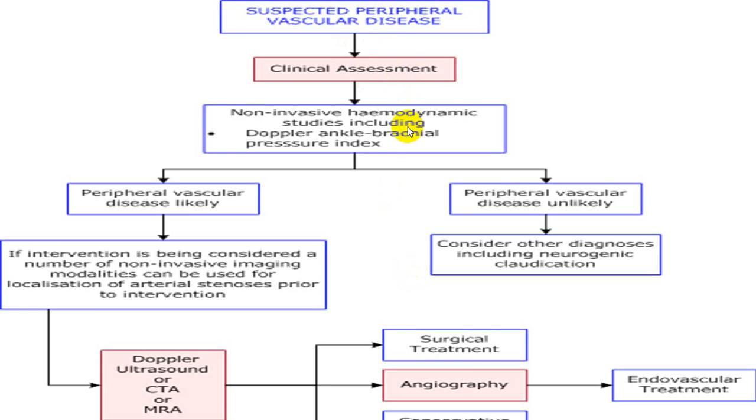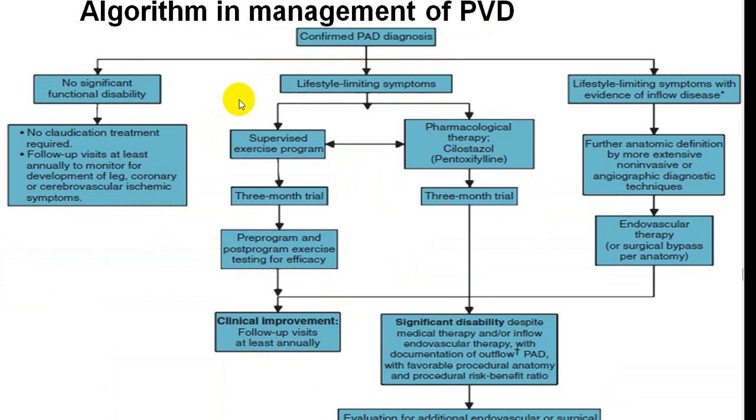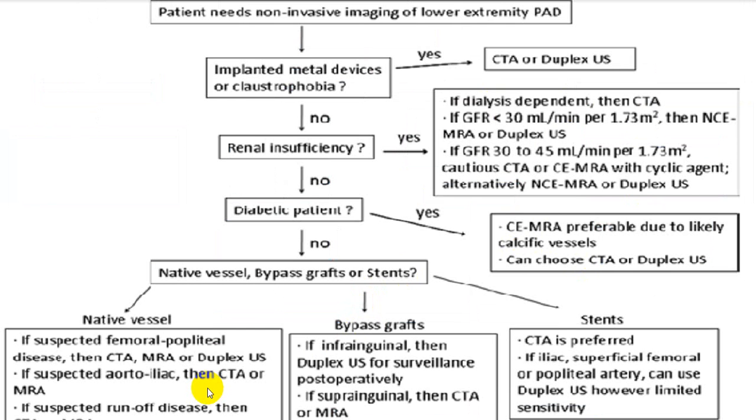And these are the algorithms for how you approach it. You can go through them at your leisure time. This is management of peripheral arterial disease, the asymptomatic group, what you do, lifestyle, etc. You can go through it at your leisure time.